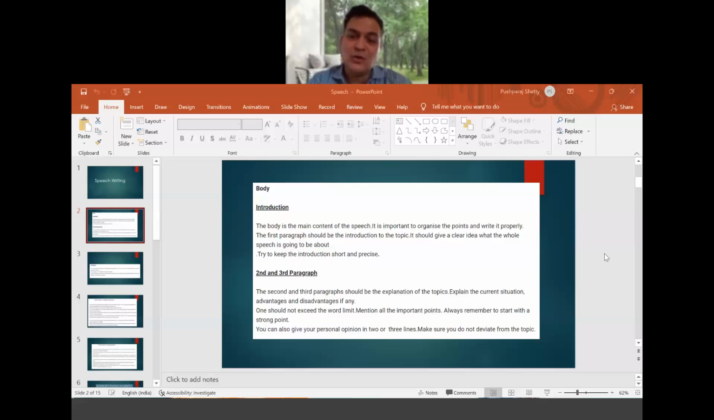But remember that you have to mention all the important points. So your speech should cover all the important points. Always remember to start with a strong point. You can also give your personal opinion in 2 to 3 lines. Make sure you do not deviate from the topic. Whatever the topic is, you have to speak on that topic itself. You shouldn't deviate from your main topic.